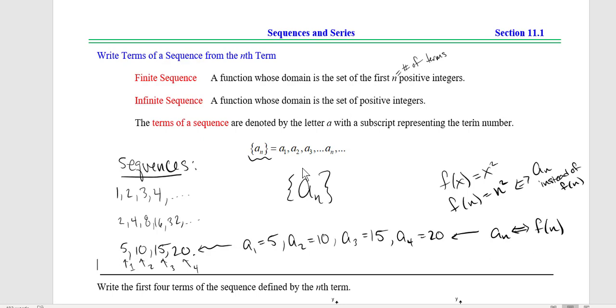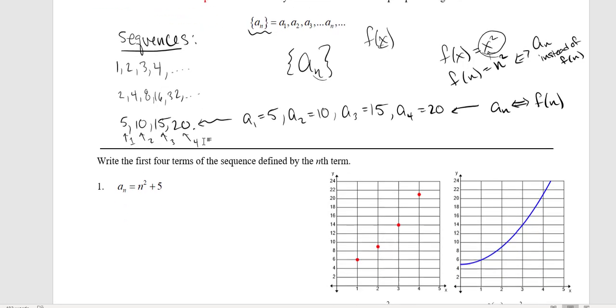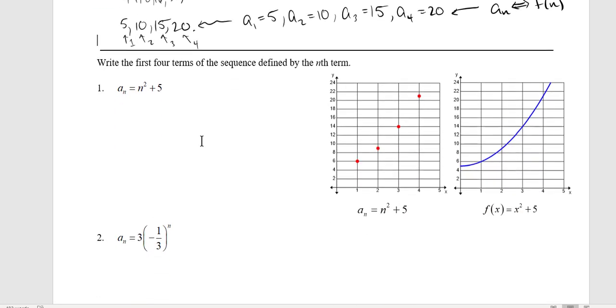This is like writing f of x, where you're not specifying the input value, you're describing the output in terms of that input. Like x squared, for example, tells you how to get the output from the input x. So we'll see some examples of this to hopefully clarify the situation. Let's go on a little bit. This is a good example here.